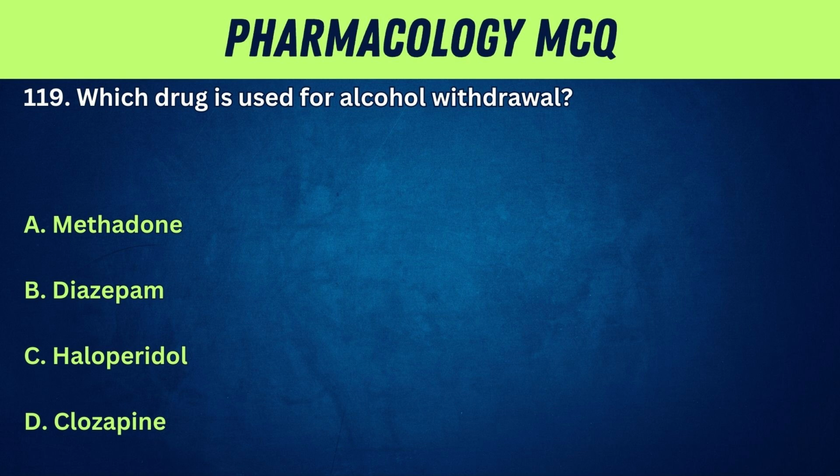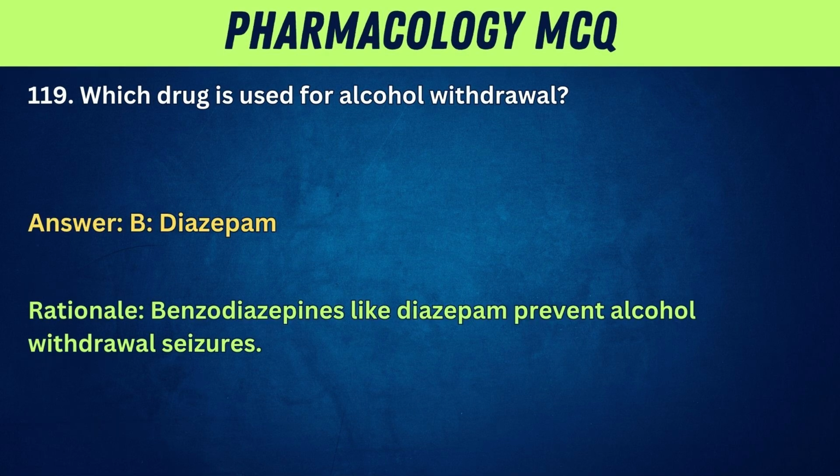119. Which drug is used for alcohol withdrawal? A. Bradycardia. B. Diazepam. C. Haloperidol. D. Clozapine. Answer: B. Diazepam. Rationale: Benzodiazepines like diazepam prevent alcohol withdrawal seizures.